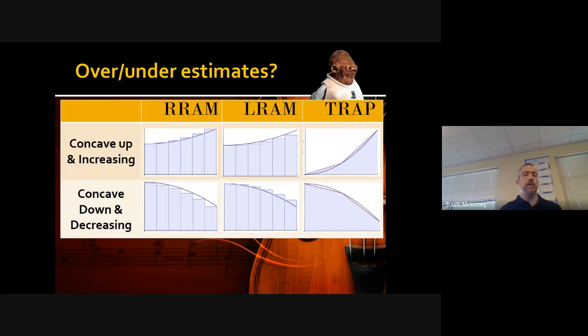But I recommend that you learn how to draw the pictures and come up with a conclusion rather than trying to memorize everything. So, for example, if a function is concave up and increasing, if I want to know if the right or the left or the trapezoid is an over or under estimate, I would just draw something that is concave up and increasing. Or if it was concave up and decreasing, it would look something like this. And then I'd say, okay, if I draw the rectangles from the left side, they're overestimates. And if I drew them from the right side, they'd be underestimates.